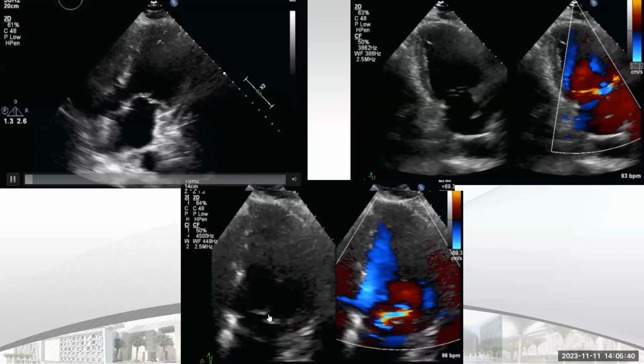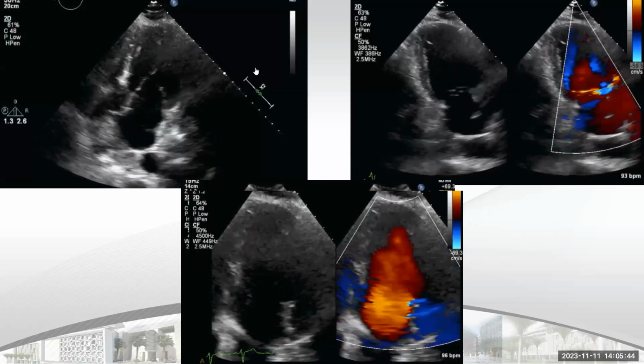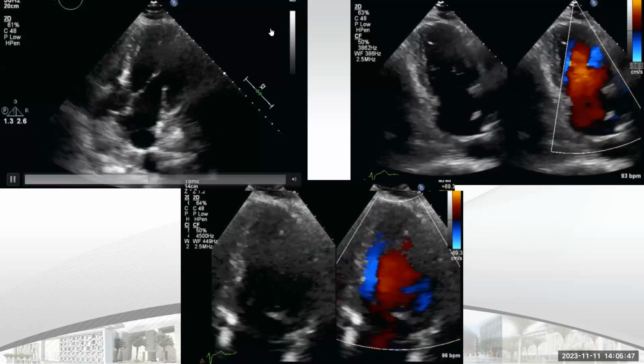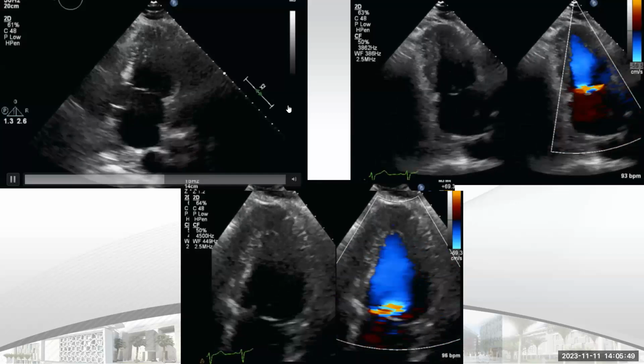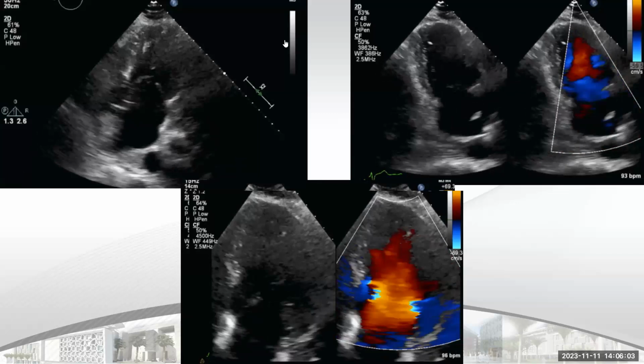Let's work it again. Moderate to severe. Flail, severe, need more data. Excellent, eccentric jet. Why do you need more data? You have already two views here, apical 2 and apical 4. What more data do you need? Like what, please? Tell me.